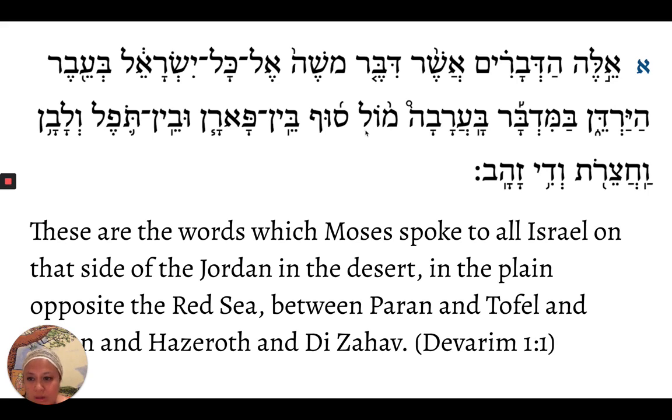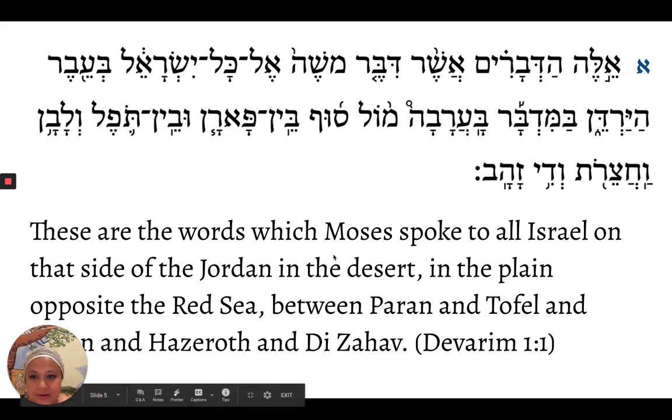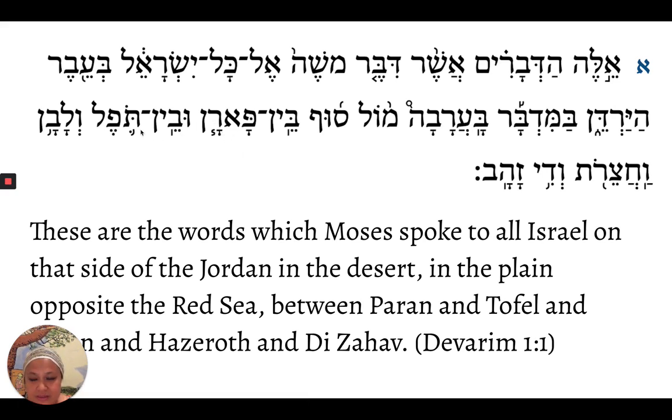And then we have mol, which means opposite, and suf, which means reed. The word sea isn't actually in this verse, but it refers to the sea of reeds. But in context, it's not talking about a single reed, it's talking about the place. A sea of reeds. Okay, and bain is between. Paran is paran right here. The root means bow or fruitful. And then uvein and between. Tofel right here, which possibly means whitewashed.